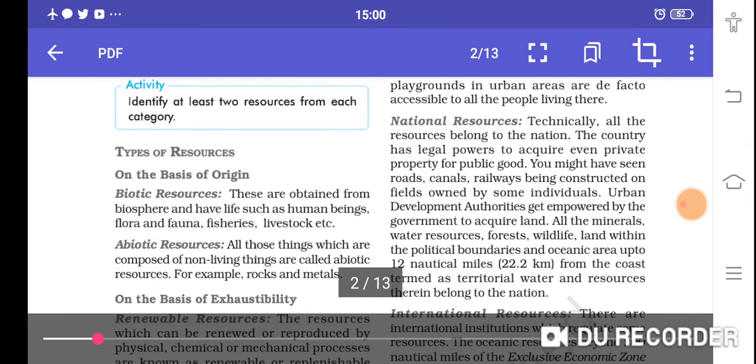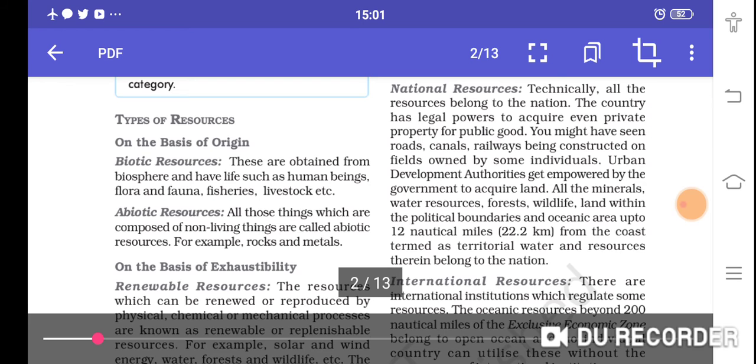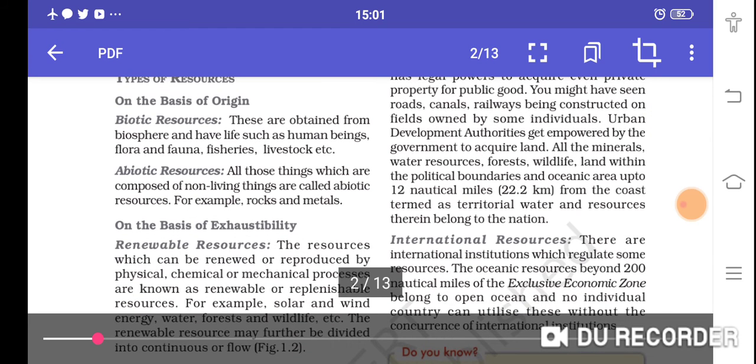Types of resources on the basis of origin. On the basis of origin, we have biotic resources and abiotic resources. The biotic resources are the living, such as human beings, flora, fauna, fisheries, livestock, etc. And abiotic resources are those which are composed of non-living things. For example, rocks, minerals, etc.